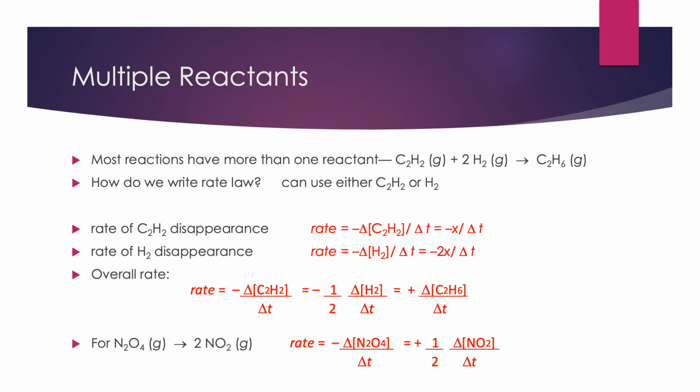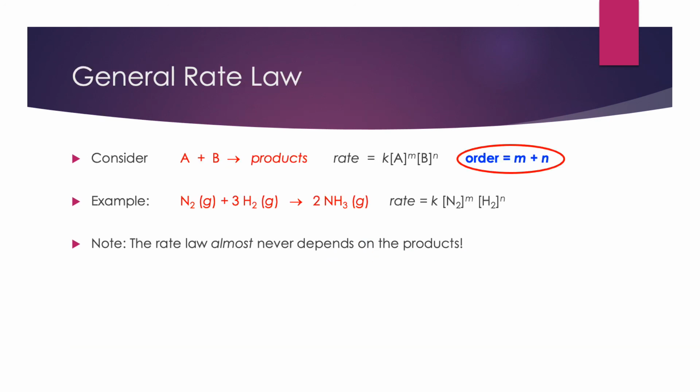We will rarely be writing our rate laws in terms of products. In fact, it almost never happens that way. We almost always write our rate laws in terms of the disappearance of reactants. So now that we have some of the machinery in place, we want to consider a general rate law.